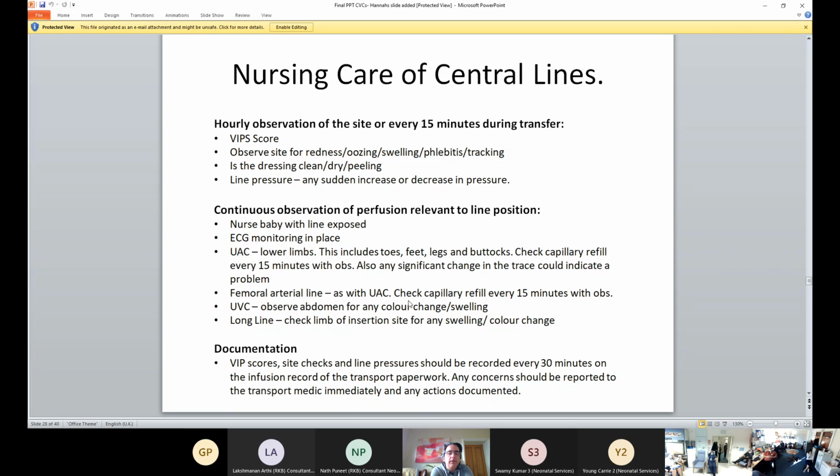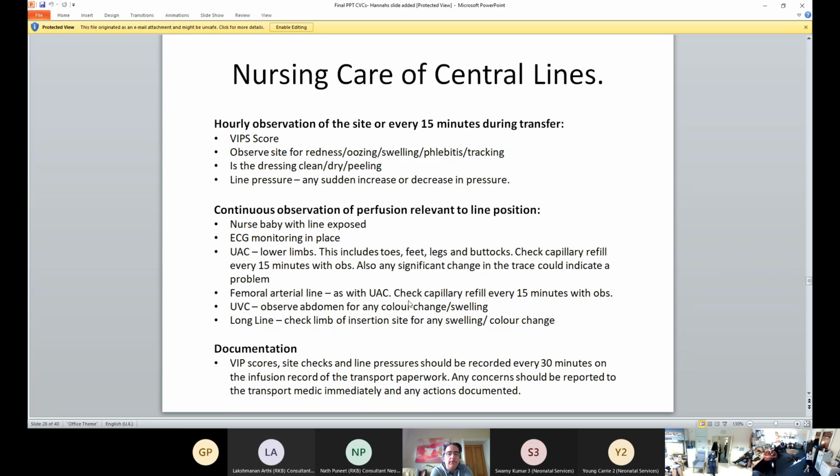As well as those observations that we do with our documentation, we also need to be doing some visual observation of the lines, so continuous observation of the lines when you're with a baby. Make sure that you can see the line. If the baby has a long line, for example, you want to make sure that that line isn't covered by clothing so that you can see it during the transfer. Ensure that you've got ECG monitoring in place.